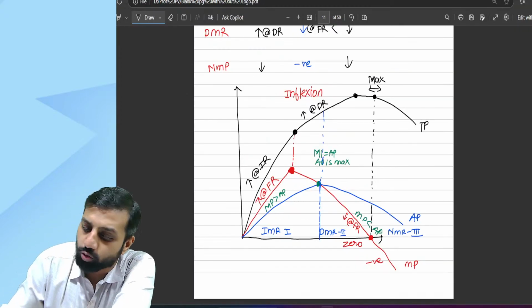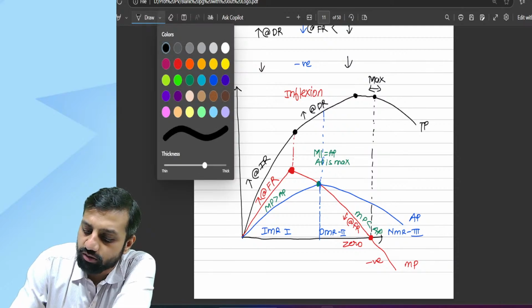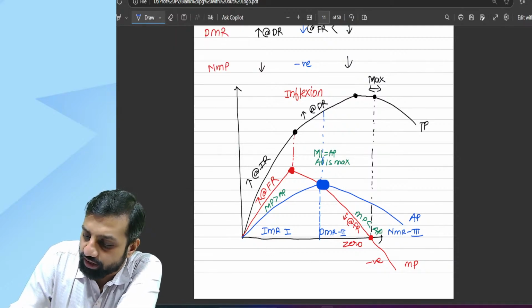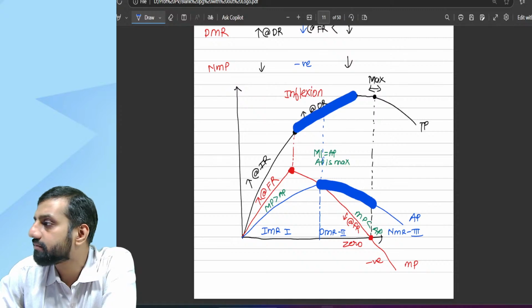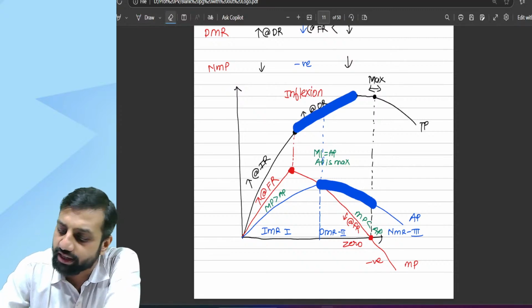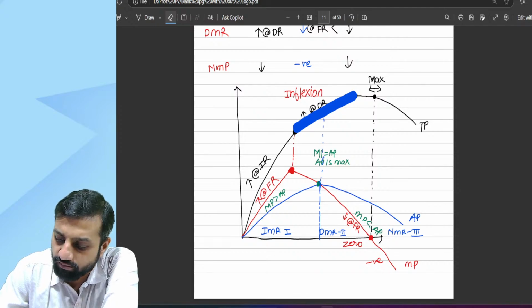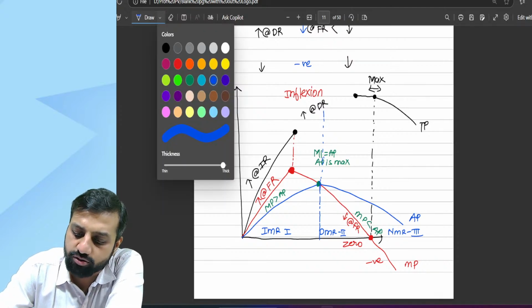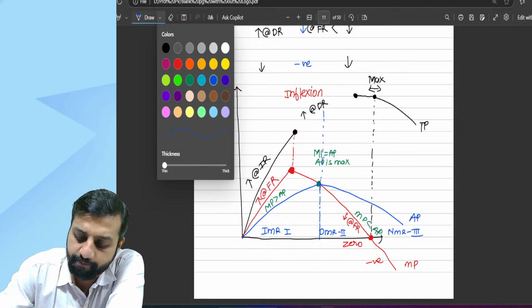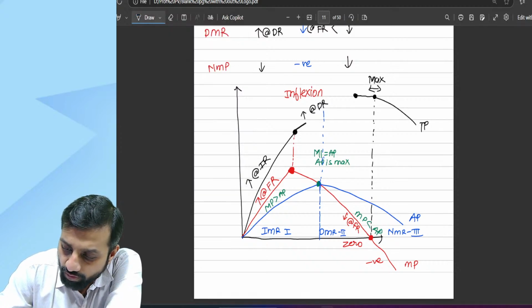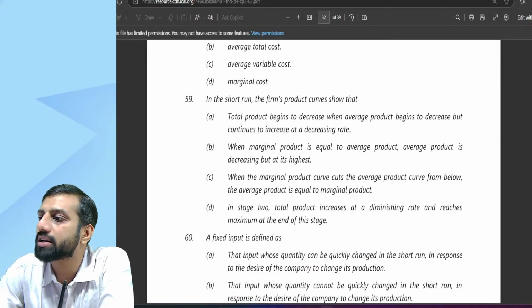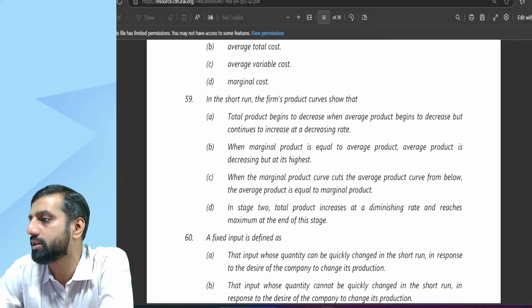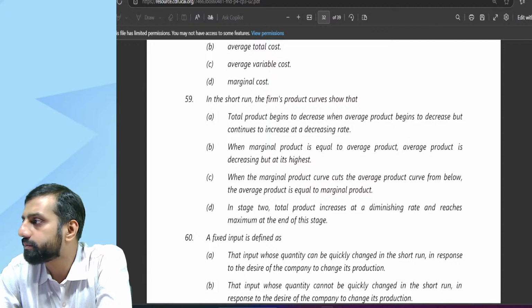So is that statement true? I don't think so. Average product curve decreases from here, but total product is increasing, which means statement A is incorrect, Surya. Yes or no, Surya? Do you agree with me? Total product declines only when marginal product falls. So A is not true.